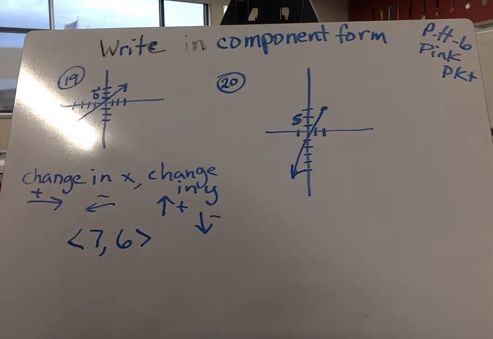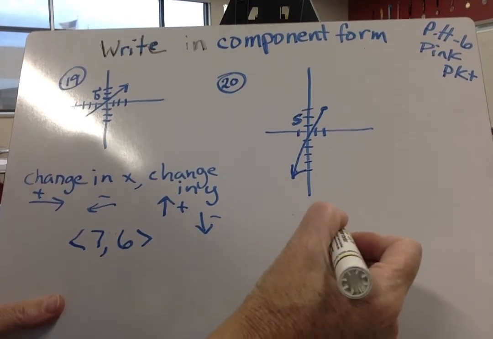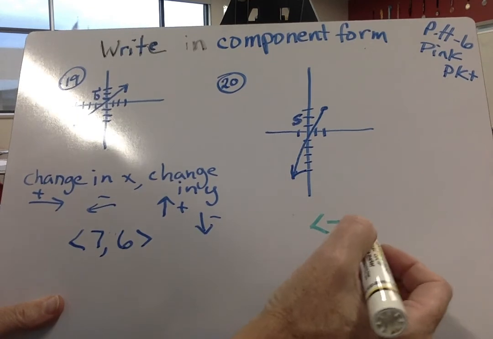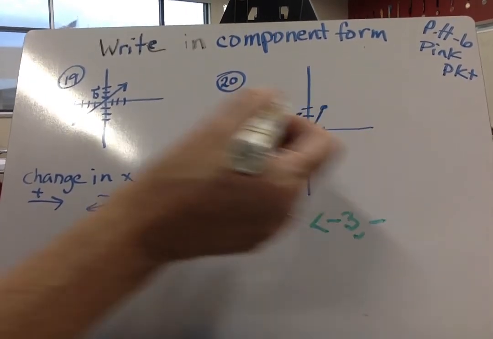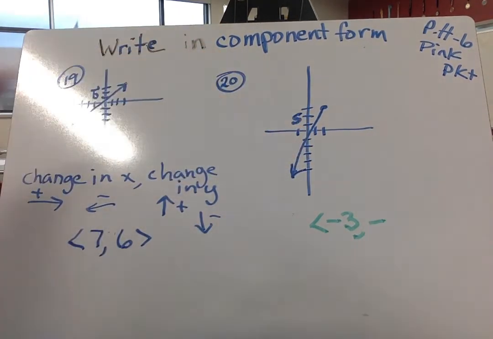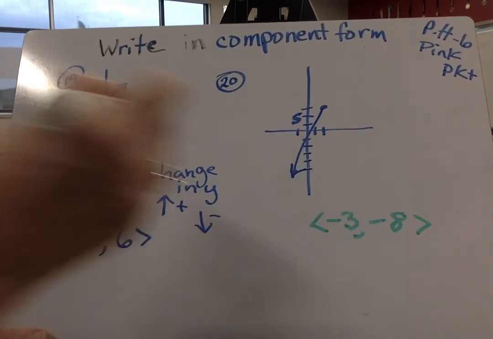Okay, the next one, we're going left, so we know it has to be negative. 1, 2, 3, so it's left 3, and it's down, so that's going to be negative. How far down? 1, 2, 3, 4, 5, 6, 7, 8. And you're done.